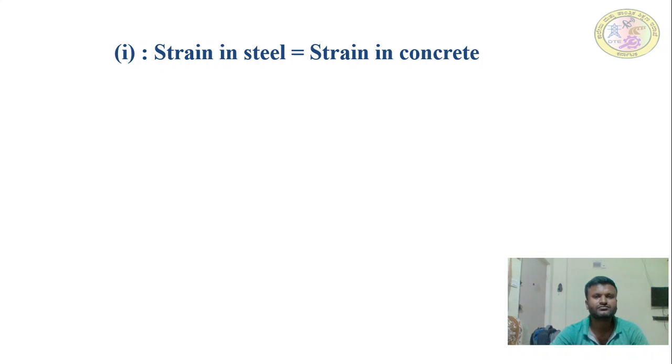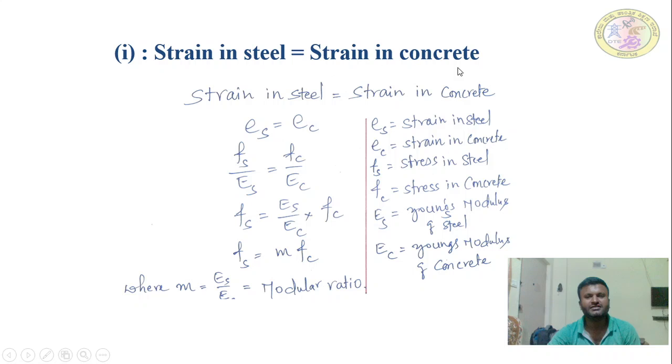Next, strain in steel is equal to strain in concrete. It is expressed as small e_s equals small e_c. Strain e is equal to stress divided by Young's modulus E, where capital E is Young's modulus of elasticity. So stress in steel divided by Young's modulus of steel is equal to stress in concrete divided by Young's modulus of concrete. Cross multiplying, we get f_s equals E_s by E_c into f_c.